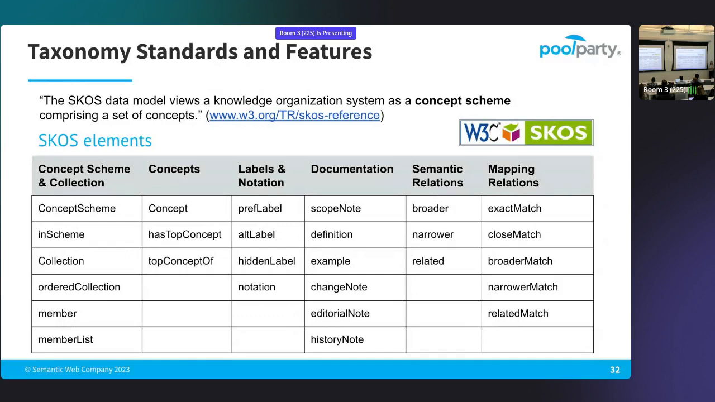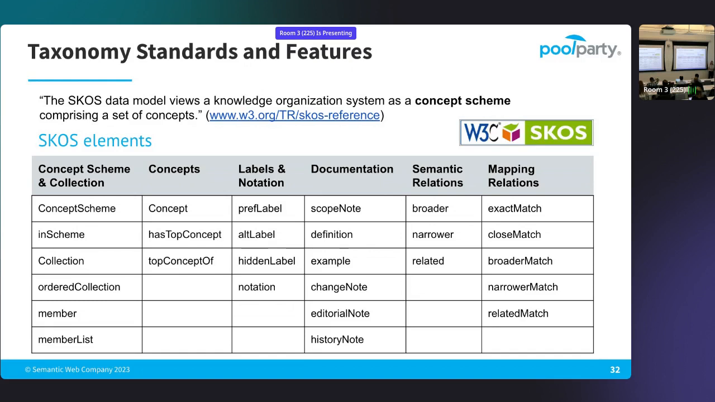And then the various notes for documenting: scope note, definition, example, and then also notes for maintenance and history purposes. It's a change note, editorial note, history note. You can add notes of those types. And then the relations. It says here semantic relations, but they're not very semantic. It's just broader, narrower, and related. I like to say semantic relations when I'm talking about ontologies.